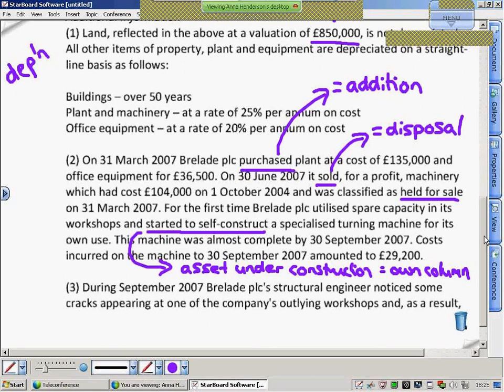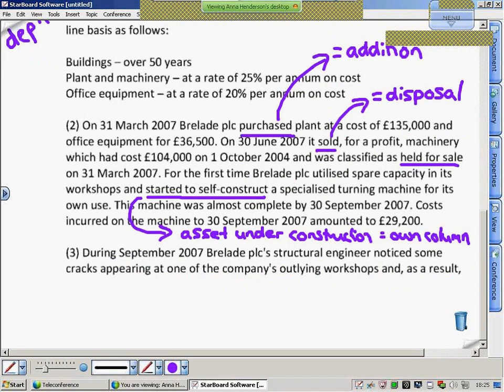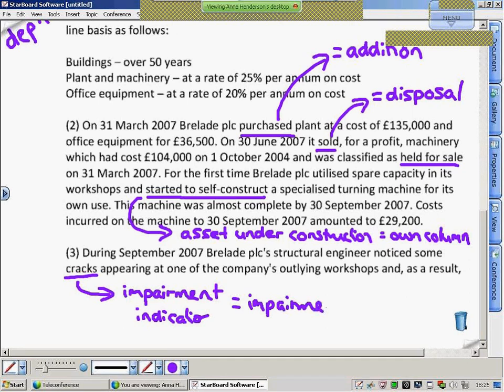September 2007, the next paragraph, we noticed some cracks. Now, cracks are going to be an impairment indicator. So an impairment indicator is going to therefore trigger your impairment review, and in that review we're comparing carrying value versus recoverable amount.